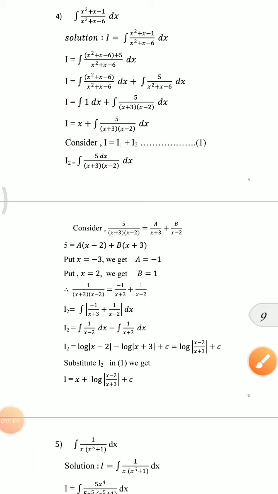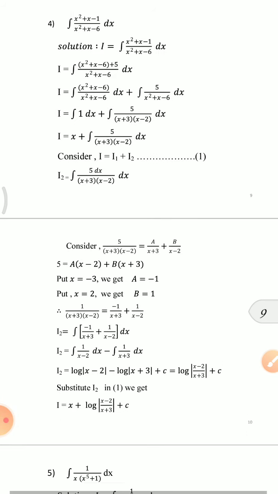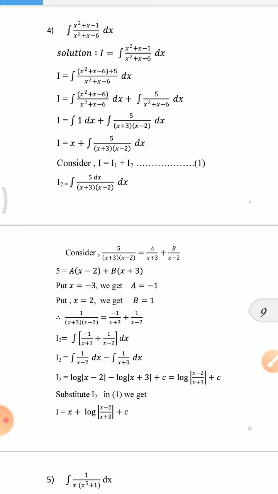Hello student, let me start the remaining example of exercise 5.6. Let us see here. Question number 4. Integral of (x² + x − 1)/(x² + x − 6) dx.